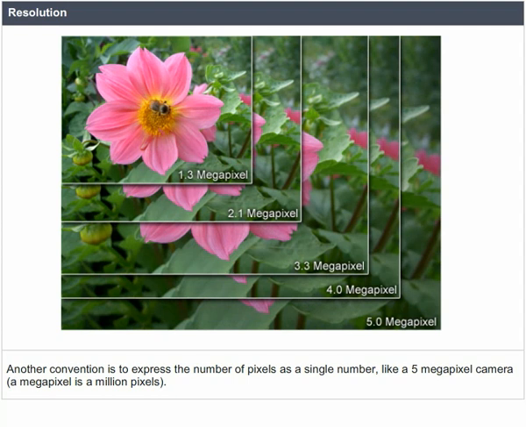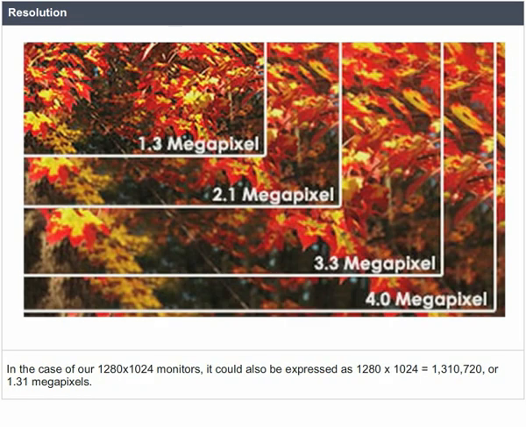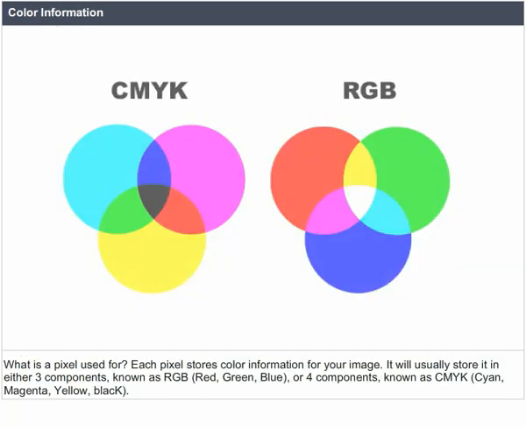A megapixel is a million pixels. This means the pixels along the width multiplied by pixels along the height of the image taken by the camera equals 3 million pixels. In the case of our 1280 by 1024 monitors, it could also be expressed as 1280 by 1024 equals 1,310,720 or 1.31 megapixels.